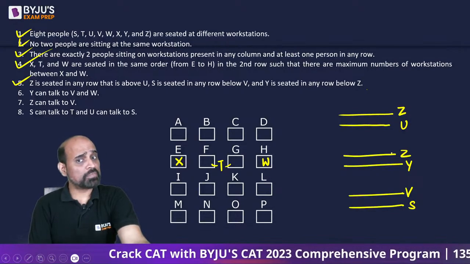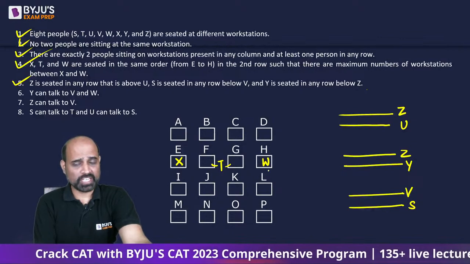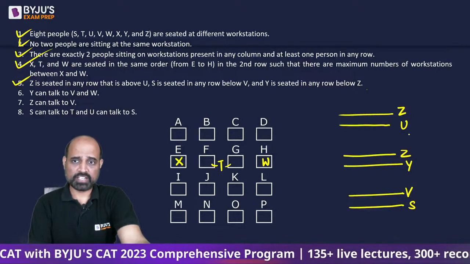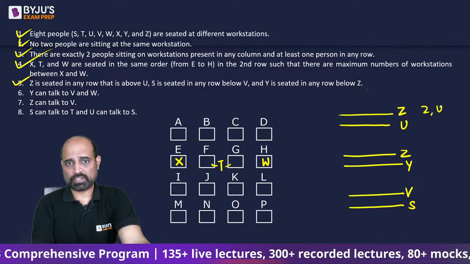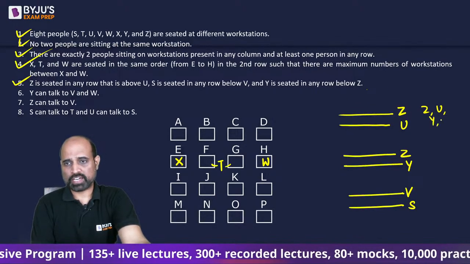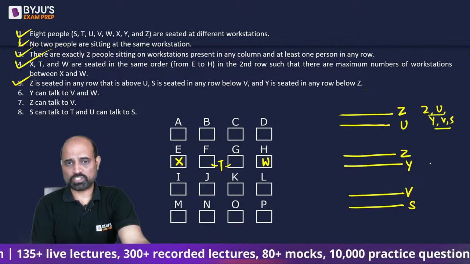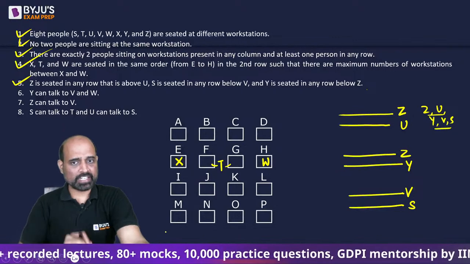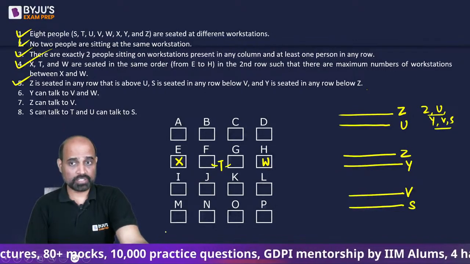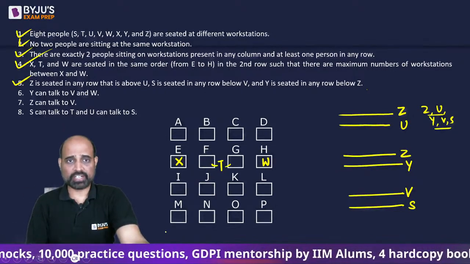So Z can be in the top one. अच्छा, 3 letters are here. Z, U, Y and S. So we have Z, U, Y, V and S. 3, 2, 5, 6, 7, 8. Can we say all the 8 letters right now we have denoted? We don't have a new letter, right?